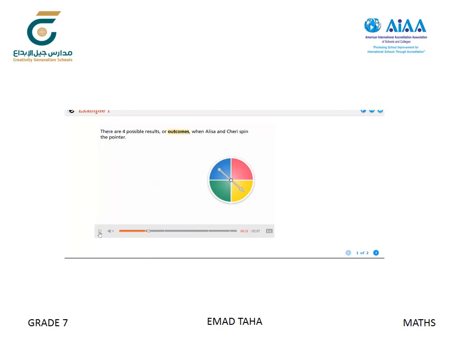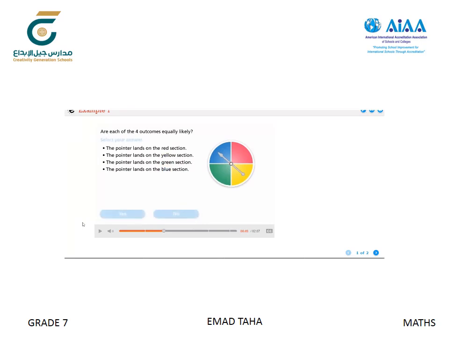There are 4 possible results, or outcomes, when Alyssa and Sherry spin the pointer. The 4 outcomes are the pointer lands on the red section, the yellow section, the green section, and the blue section. Are each of the 4 outcomes equally likely? Select your answer.